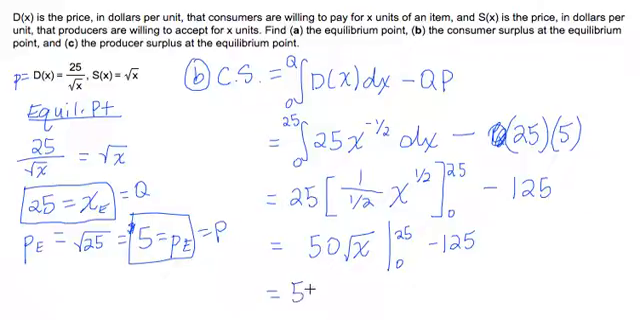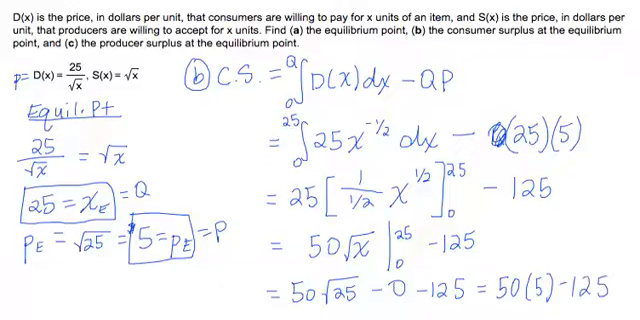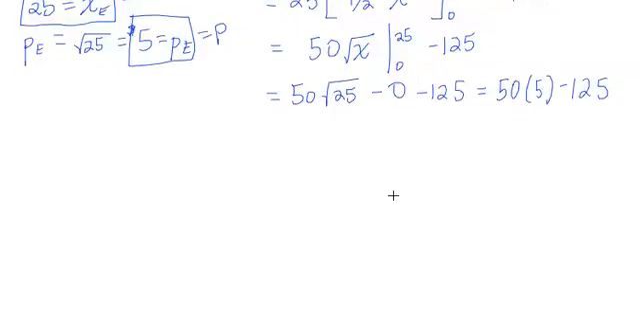So plugging in 25 gets 50 times the square root of 25, minus 50 times the square root of 0, which is 0. And we're almost there. Square root of 25 is 5, so we have 50 times 5 minus 125. So let's see, 50 times 5 is 250. 250 minus 125 is 125. That is the consumer surplus.